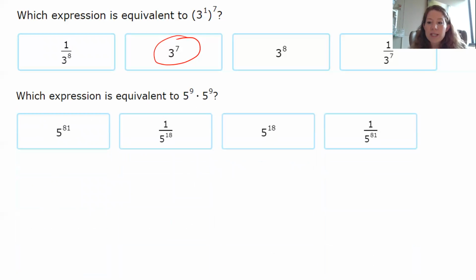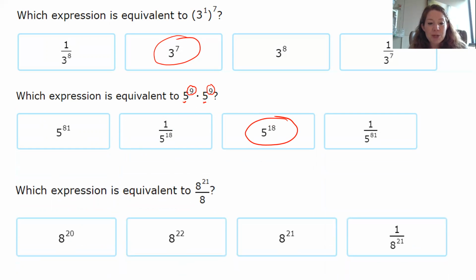The second one, what is equivalent to 5 to the 9th times 5 to the 9th? Well, my bases are the same, which means I get to add those exponents. So 9 plus 9 is 18. My base stays at 5. So my answer is going to be 5 to the 18th power.